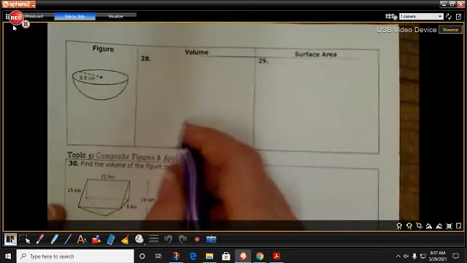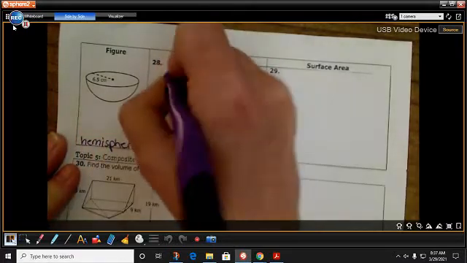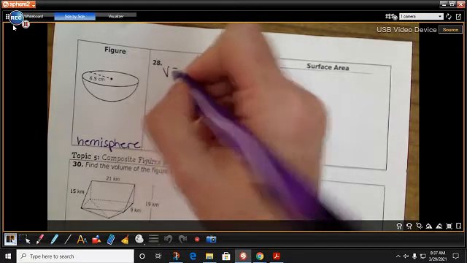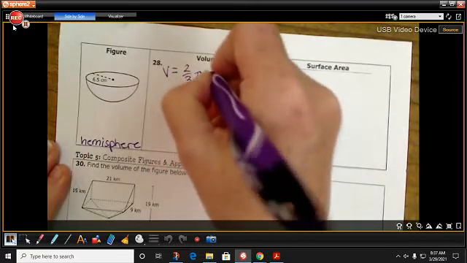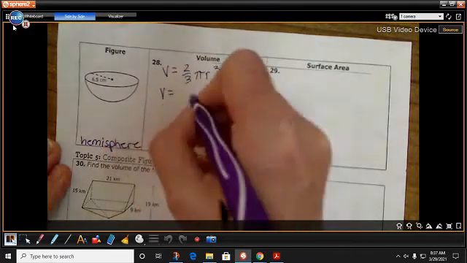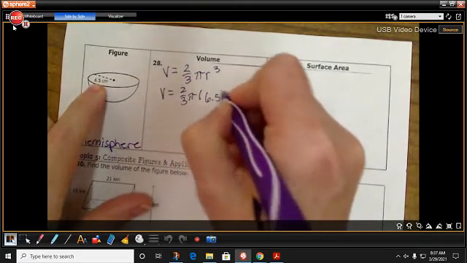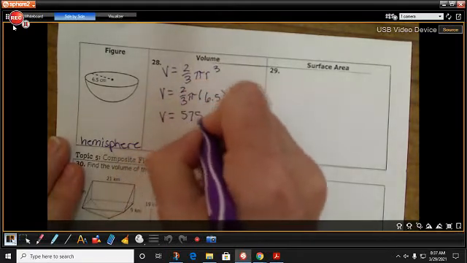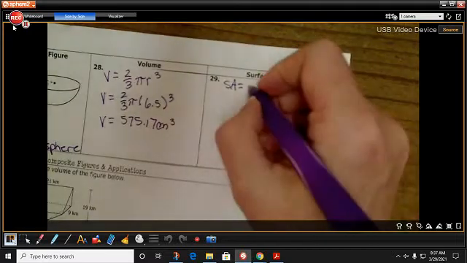Our last one of this format, this time I have a hemisphere. And so to find the volume of a hemisphere, that's just going to be half the total volume of a sphere. And conveniently, I have the formula right here. It's 2/3 pi r cubed. And so I'm going to put in my 2/3, my pi, my radius is 6.5, and that will get cubed. And so my volume comes out to be 575.17 cubic centimeters.